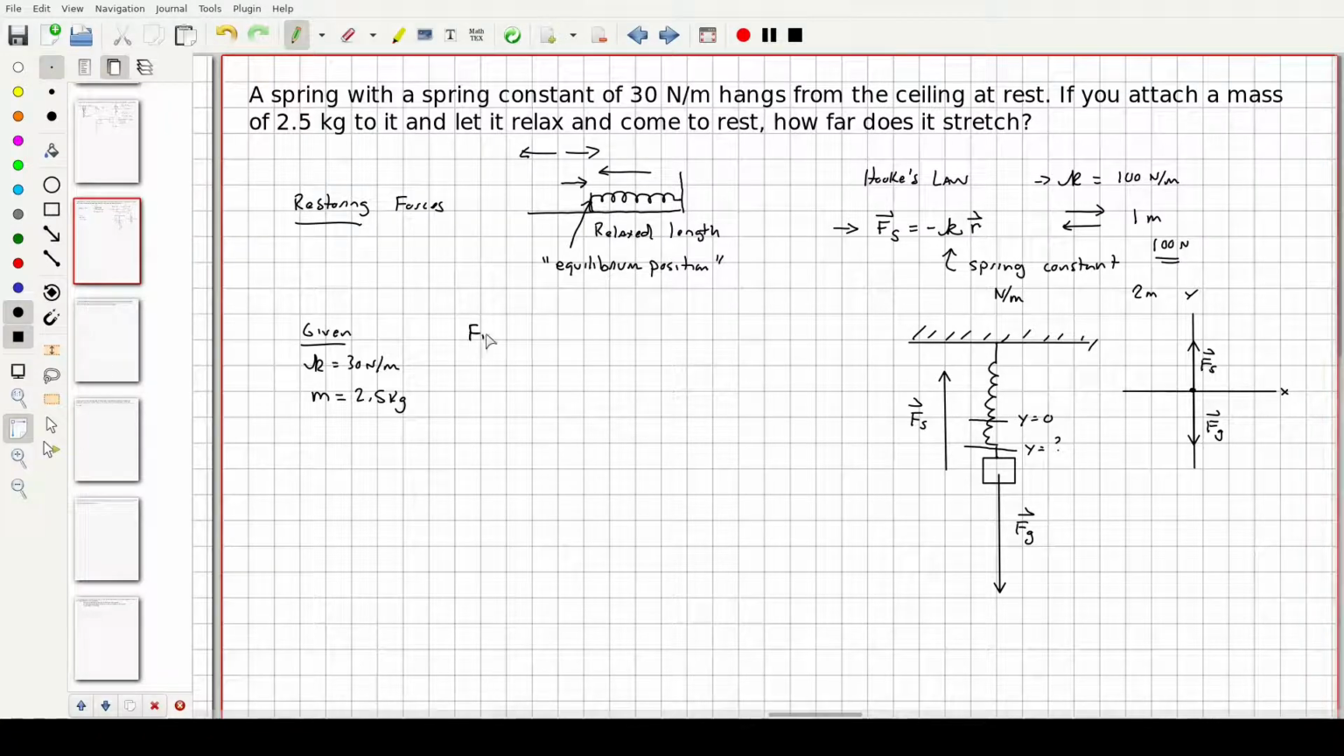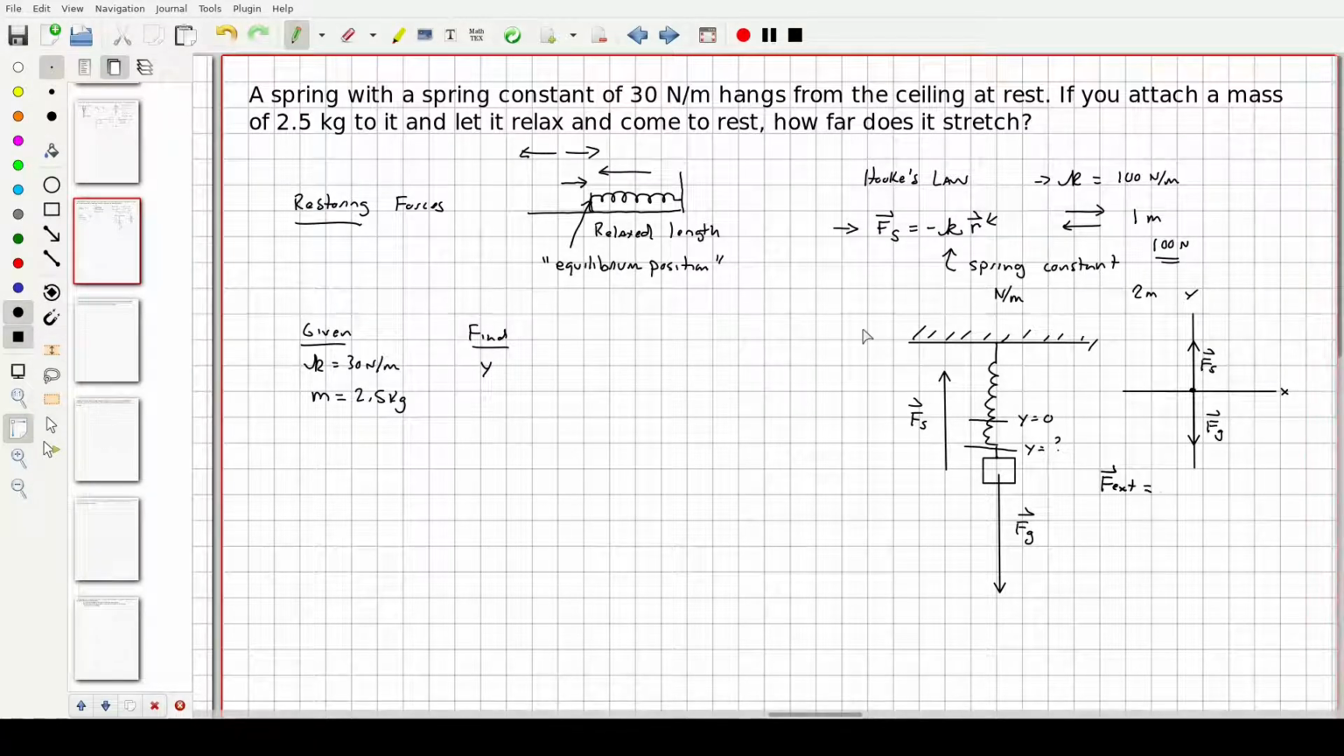What are we trying to find? We're trying to find how far it's going to stretch, which we're going to call y simply because of the fact that no component of this force lies along the x, it's strictly along the y direction. And since r is a spatial thing, it's a position vector, we're going to just use y here as opposed to r. So I'm going to add my forces up to get the external force.